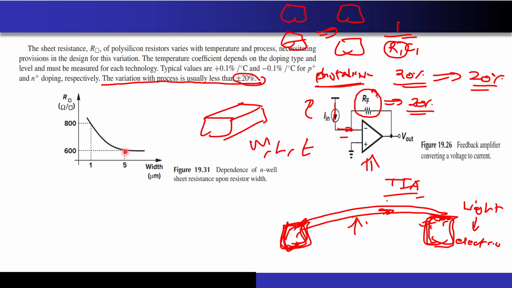Correct. So this is a slide that I have taken from Razavi's book. You can see that it has mentioned over here that the variations with the process is usually less than plus minus 20%, but this plus minus 20% is not a small number at all. Correct. Now let's try to see one application over here.